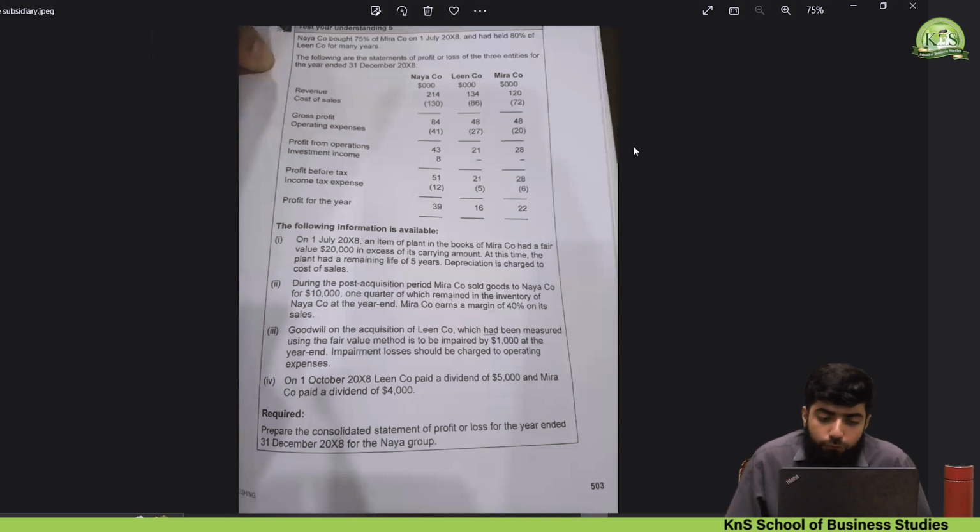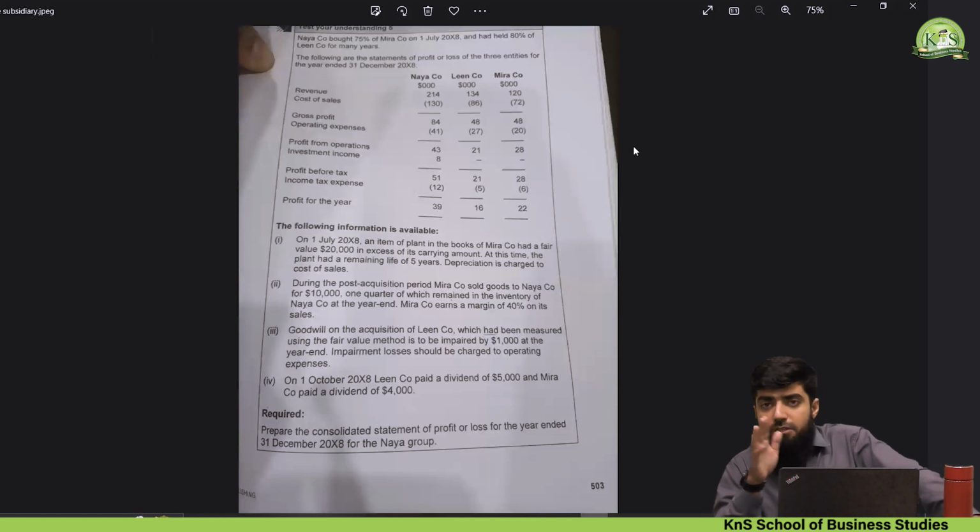Fourth: on 1st of October 2008, Lien company paid a dividend of $5,000. Always remember, if a subsidiary pays a dividend, 100% of that dividend does not belong to the parent company. Lien paid a dividend of $5,000, and the parent's holding in Lien company is 80%.